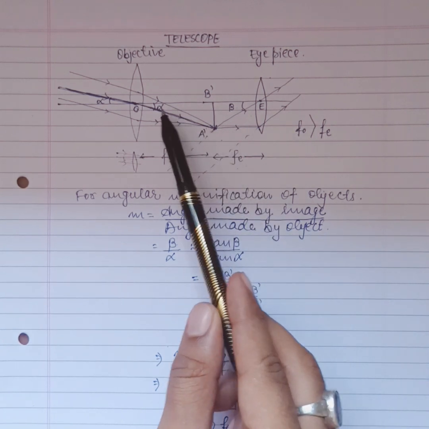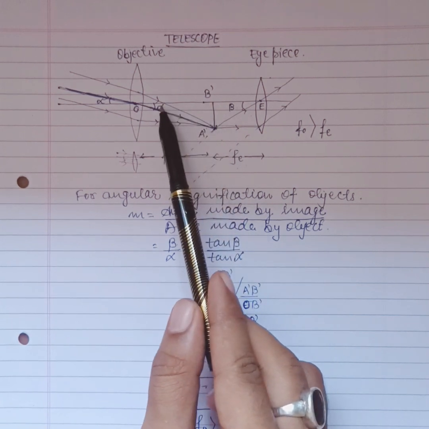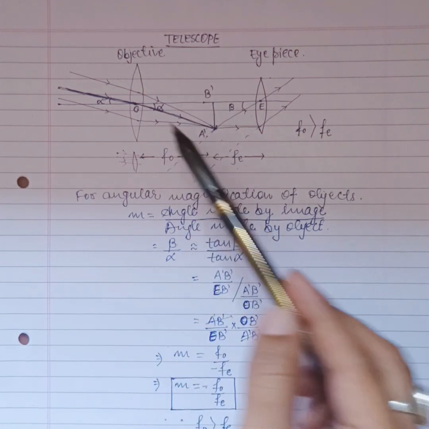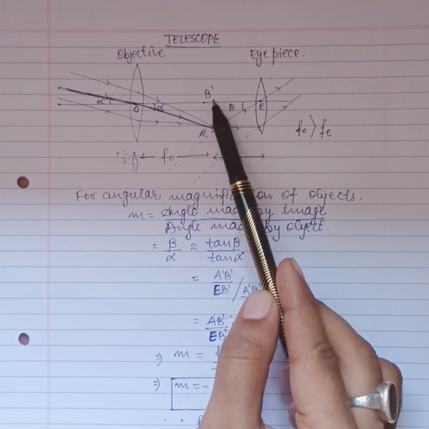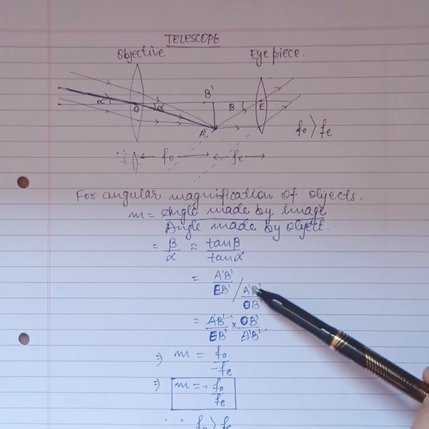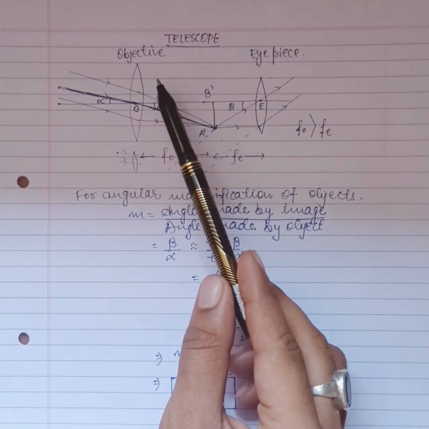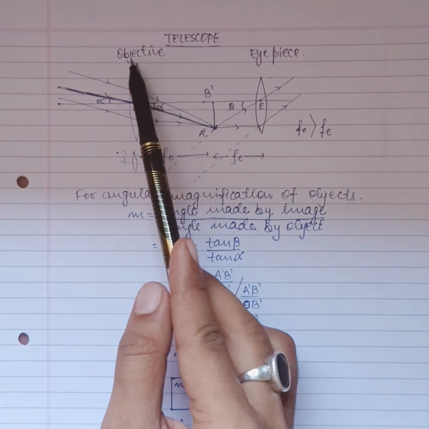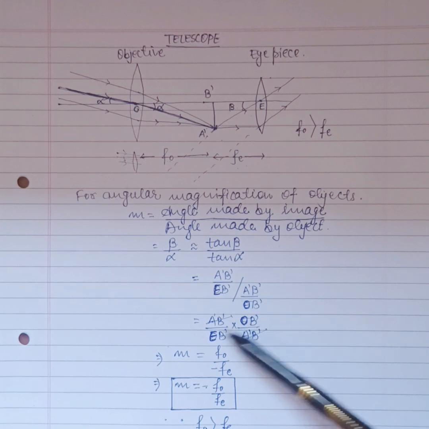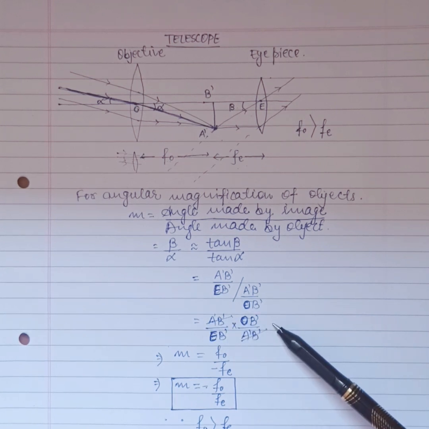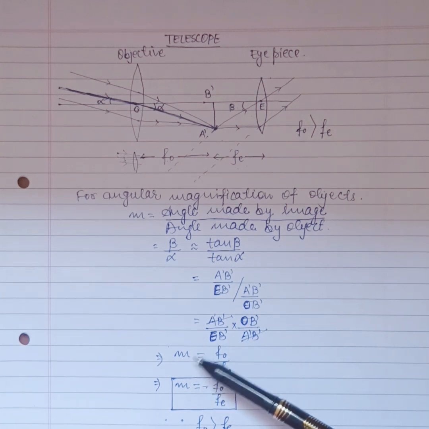Tan alpha, in this triangle O A dash B dash, we can consider tan alpha is equal to perpendicular upon base, that is A dash B dash upon O B dash, where O acts as the optical center for the objective. When we simplify it, A dash B dash upon A dash B dash gets cancelled, so we are left with O B dash upon E B dash.